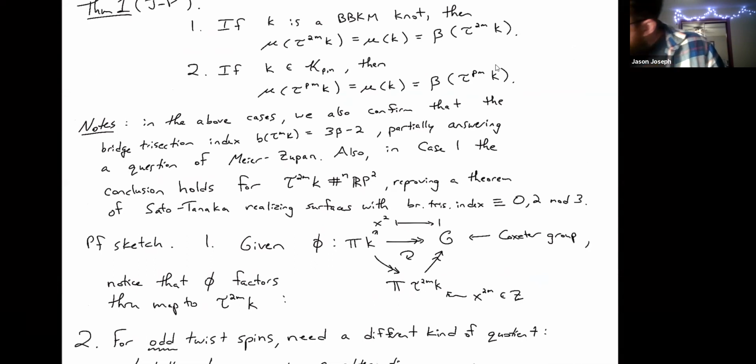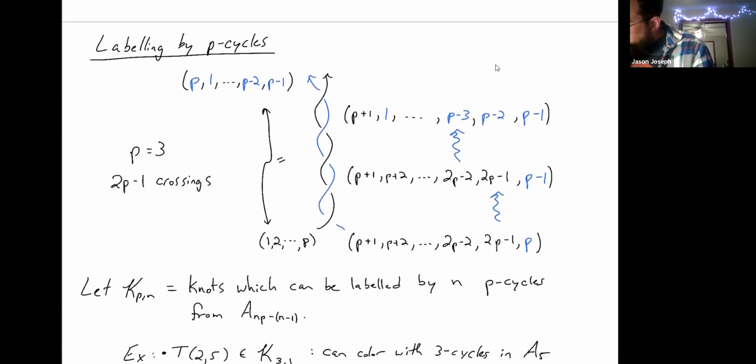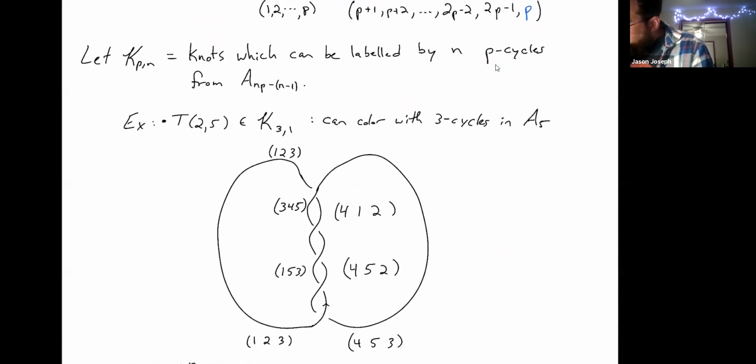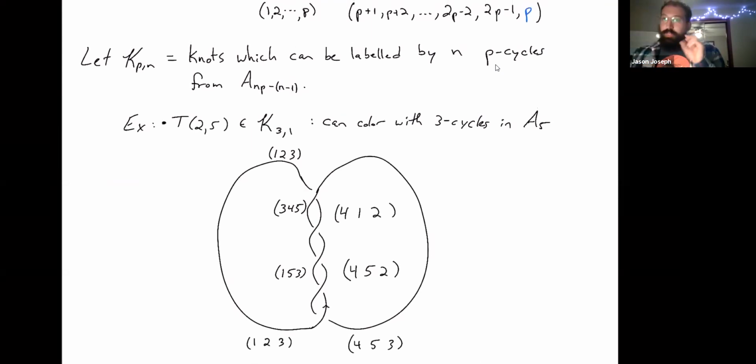this number, this mu of K and all these other things, is equal to n plus 1. So an example, the simplest example, is T(2,5) is in K_{3,1}. You can color it with 3-cycles in A5, and I did that. Isn't that nice? So unlike in the Coxeter quotients where everything is its own inverse, you need to take orientations into account.